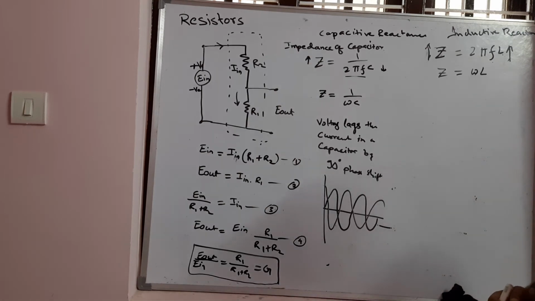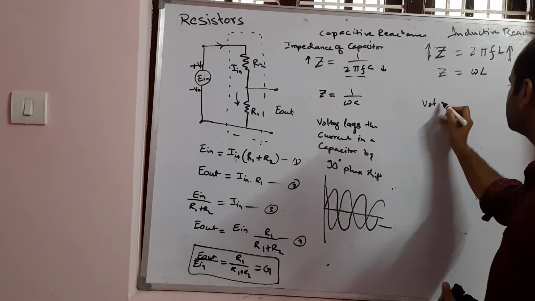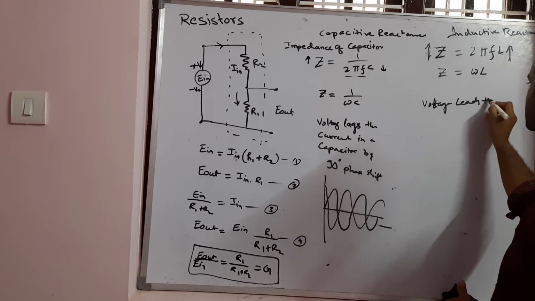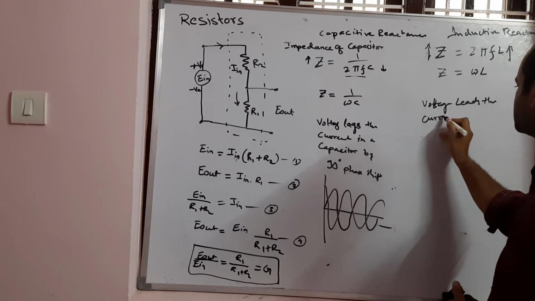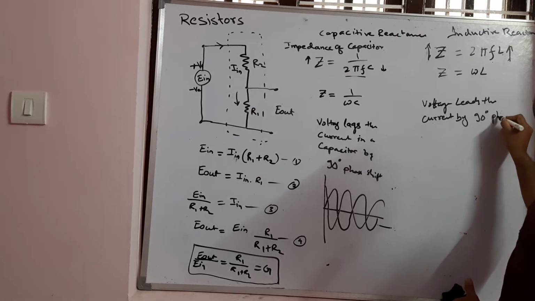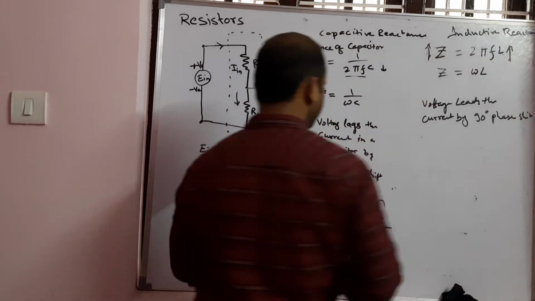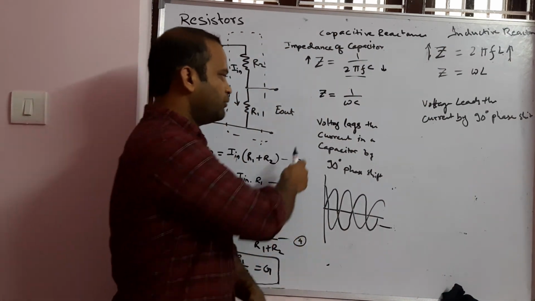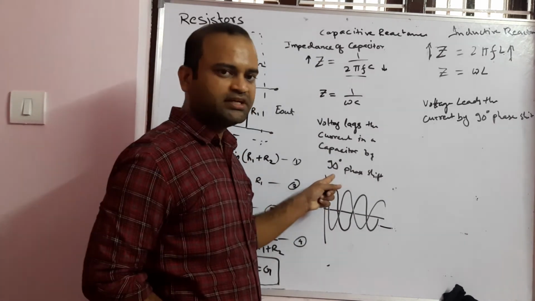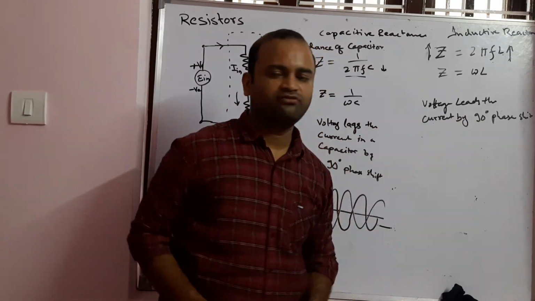And for the inductor, we should remember that voltage leads the current by 90-degree phase shift. So in the case of a capacitor, I have mentioned that voltage lags the current by 90-degree phase shift, but in the case of an inductor, voltage leads the current by 90 degrees phase shift.